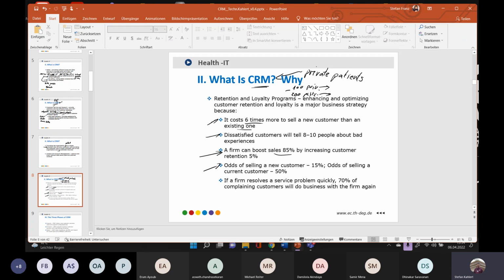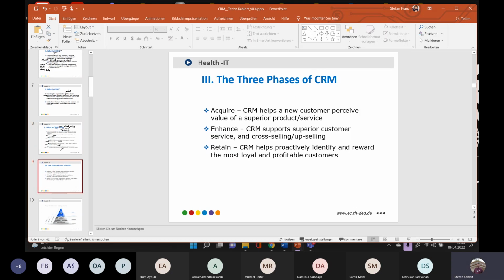You see here, these are the arguments for that. You see the odds of selling to a new customer are 15%, to a current customer 50%. And if you resolve or you help your good clients who pay a lot of money, or your private patients, with a good service, you won't have complaints if you fix their service problems. And they will do business with you again. This is the main reason.